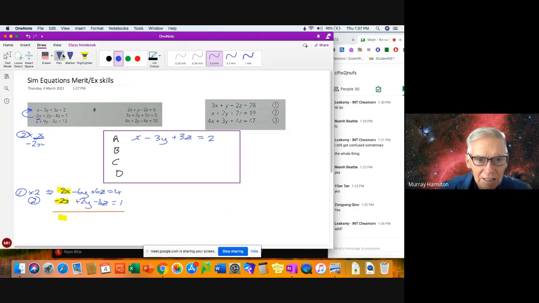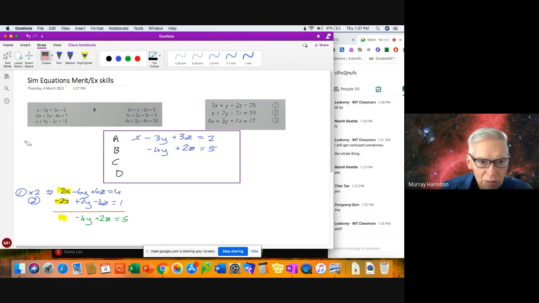So then I add the other two. Negative 6y plus 2y is going to come to negative 4y. And 6z minus 4z comes to 2z. And 4 plus 1 comes to 5. And that is equation B. So now I put equation B in here: negative 4y plus 2z equals 5.